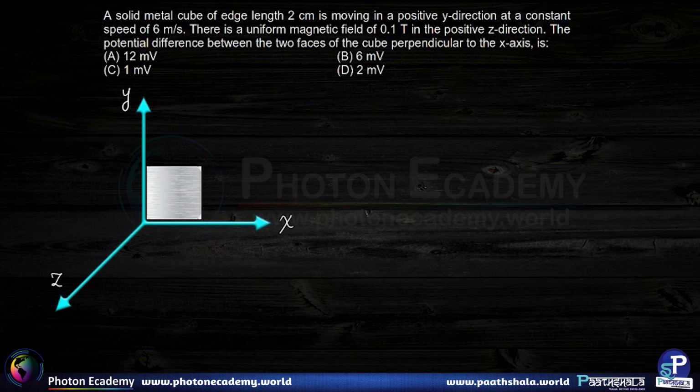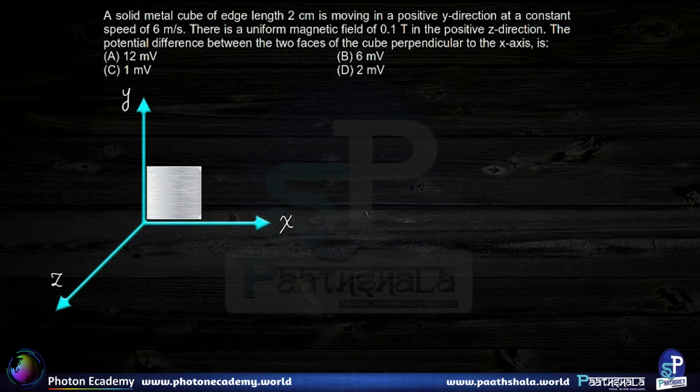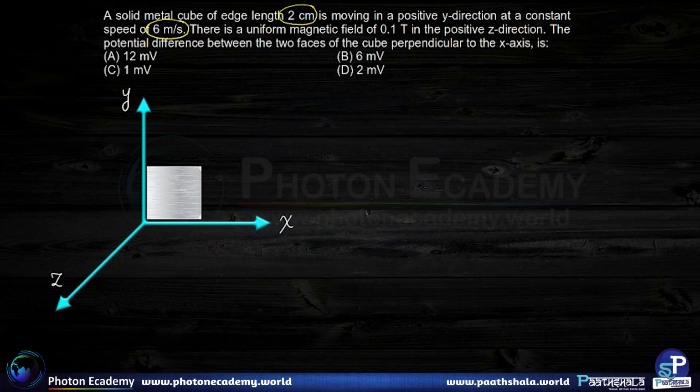Okay, and the speed of this cube is constant and it is equal to 6 meters per second. So let's highlight this important data. 6 meters per second is the speed, and the length of the edge of the cube is 2 centimeters. So this 2 centimeters is essentially 2 into 10 raised to minus 2 meters.